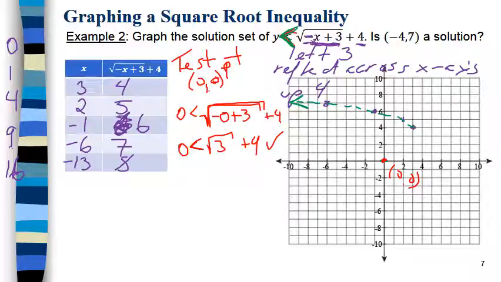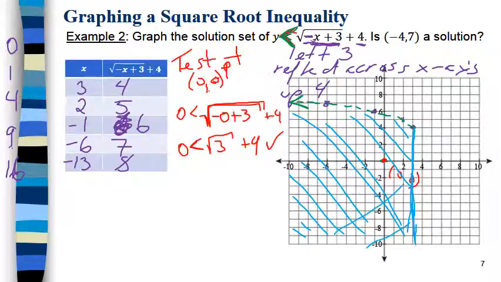Now, these values here are also included in the solution. So we're going to shade everything to that side, because we cannot have any x values that are greater than 3, and we can't have any y values that are equal to or above the function that we drew right here, the green function.